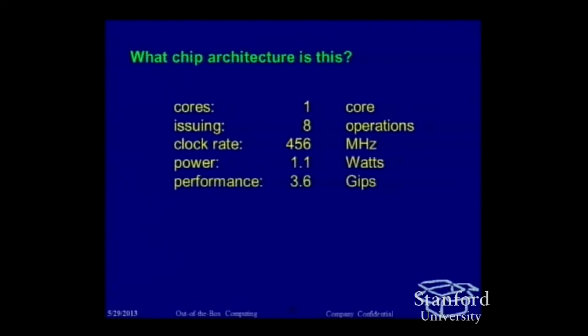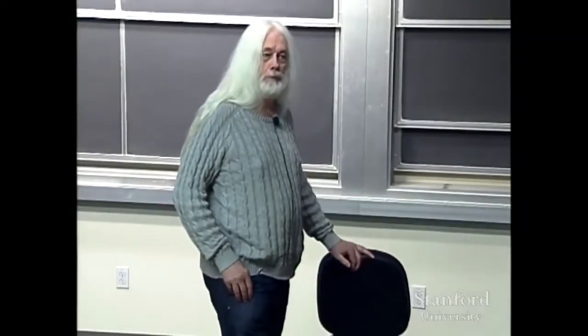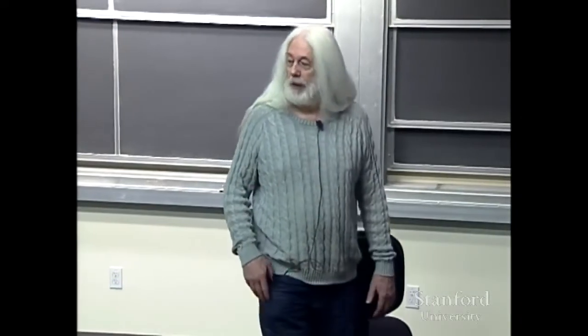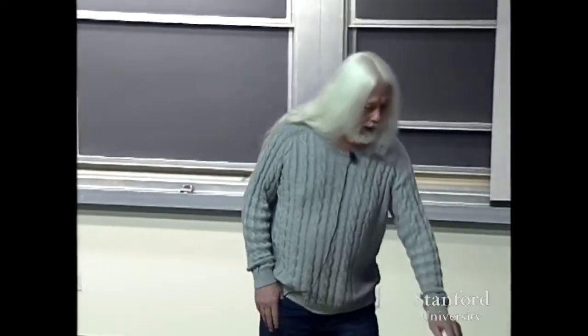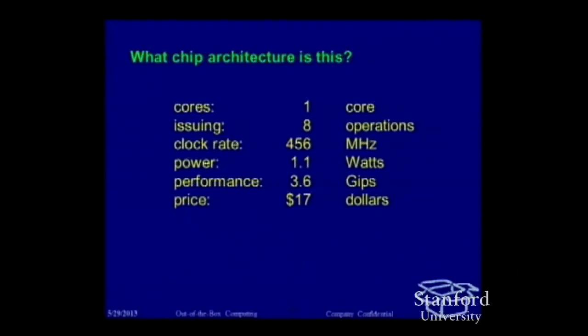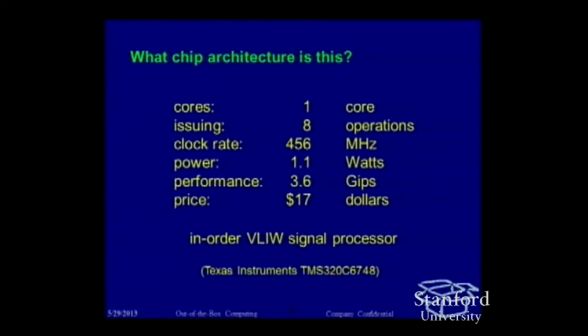Only 3 gig operations, but also only $17. Anyone want to guess what the architectural category that chip belongs to? Is it a DSP? It's a DSP, and in particular, it's an in-order VLIW DSP, and it is a Texas Instruments DSP.